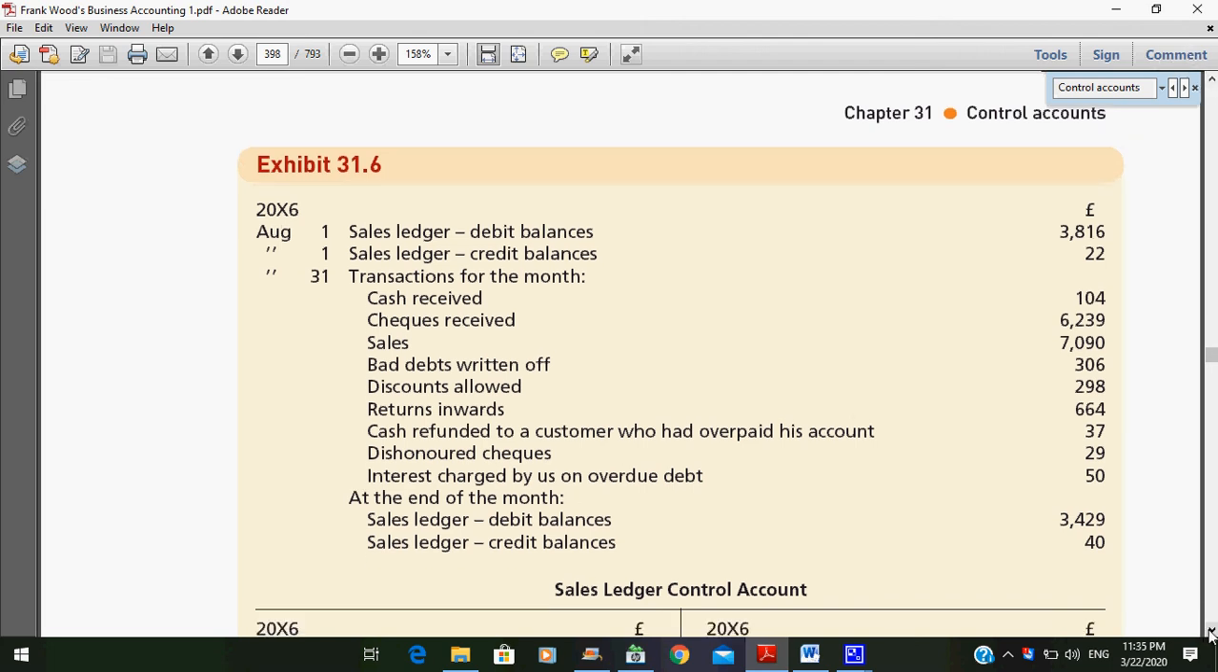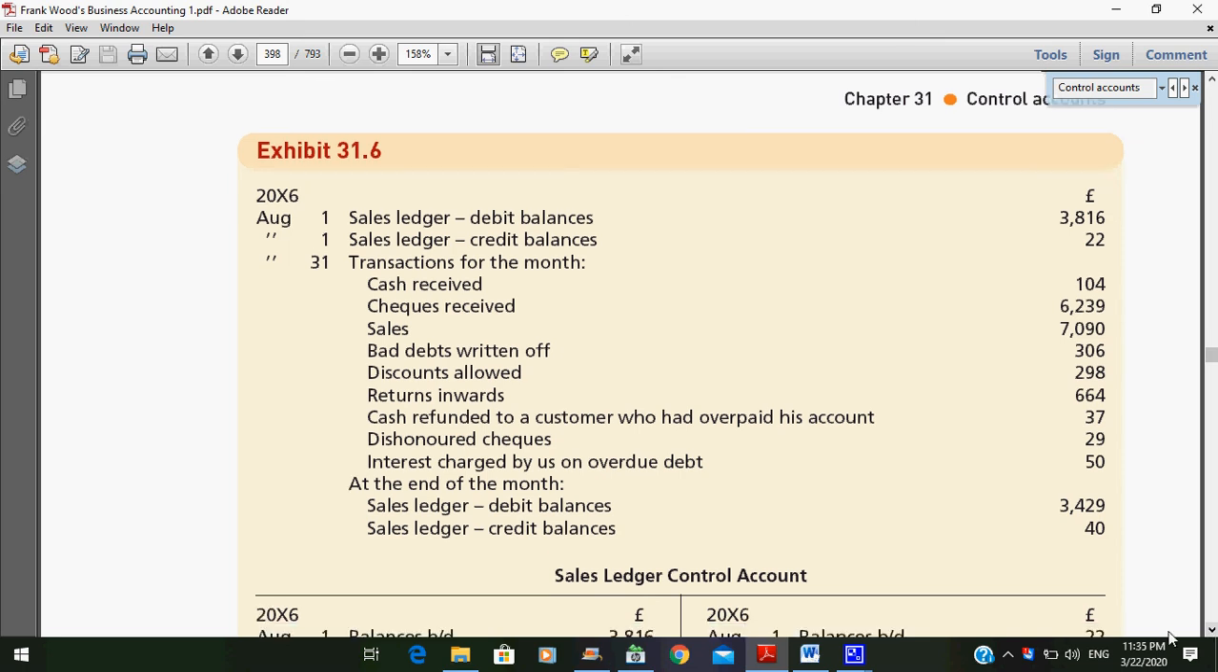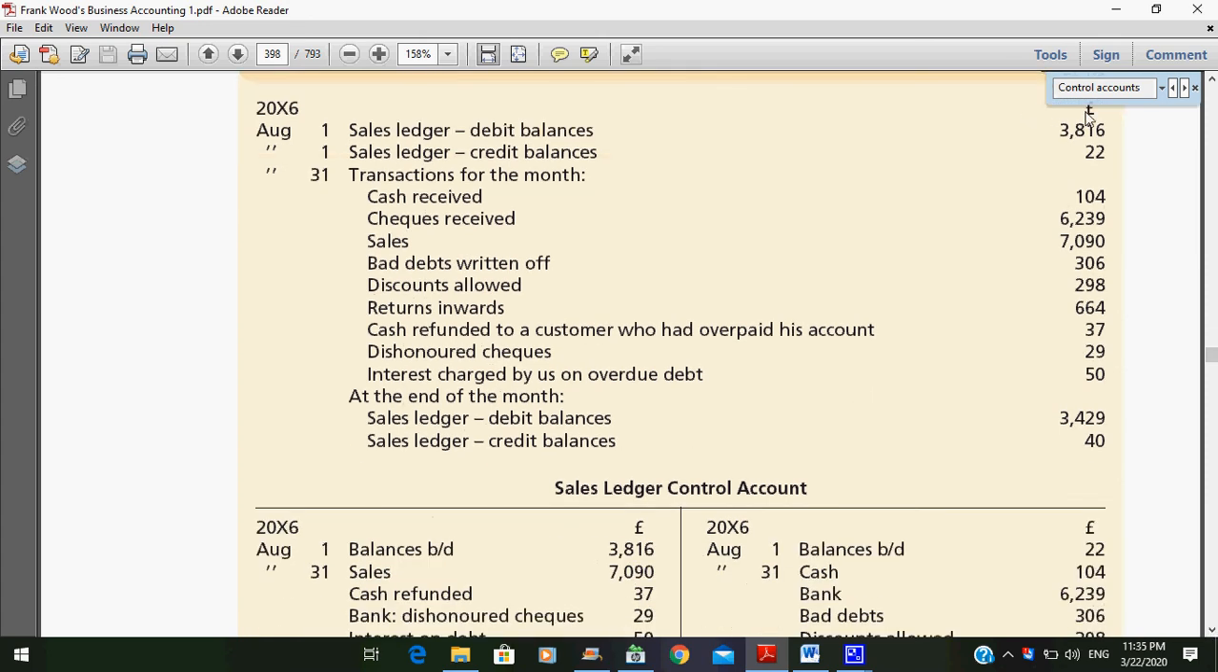Alright, let me just clarify something here. Remember that this $40 credit balance, what does credit balance mean? Meaning that the credit side is greater than the debit side. So therefore, this 40 will go on the debit side. Alright, the reason for that. Let's go on, let's begin. Now, first one, this will go on the debit side as usual. It says debit balance is 3,816. Then they have sales ledger credit balance is what? 22, which goes on the what? Credit side.